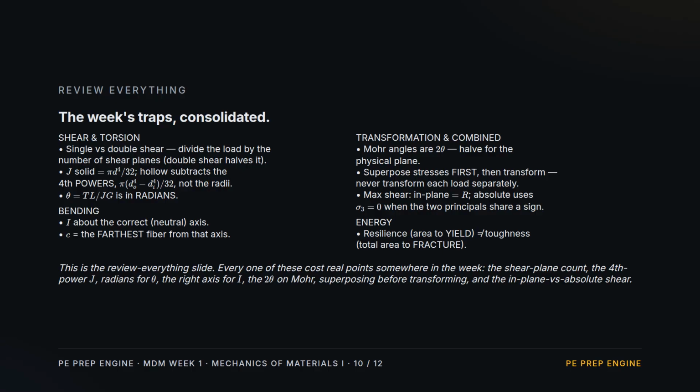Now the review everything slide. Every trap from the week in one place. Shear and torsion. Single versus double shear changes the load per plane. The polar moment of a hollow shaft subtracts 4th powers, not radii, and the angle of twist is in radians. Bending. Take the inertia about the neutral axis and C to the farthest fiber. Transformation. Mohr angles are double the physical angle. Superpose stresses before you transform. And remember, the absolute maximum shear brings in the out-of-plane 0.